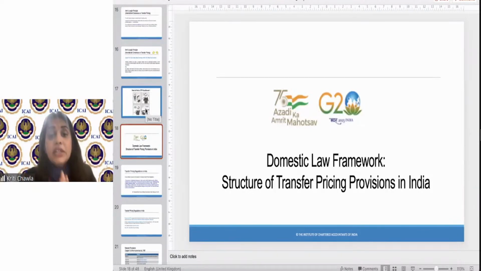But when it comes to international transactions, the section is section 92. I'm going to explain that now. Section 40A(2)(b) is a domestic transfer pricing provision, but we're not talking about that right now. We're talking about international transfer pricing today, which is section 92 of the Income Tax Act. So don't get confused.